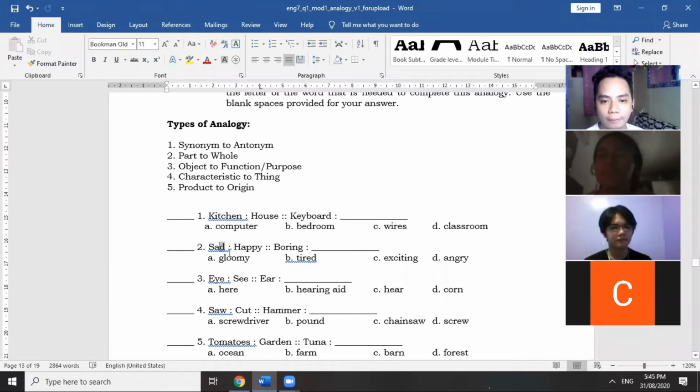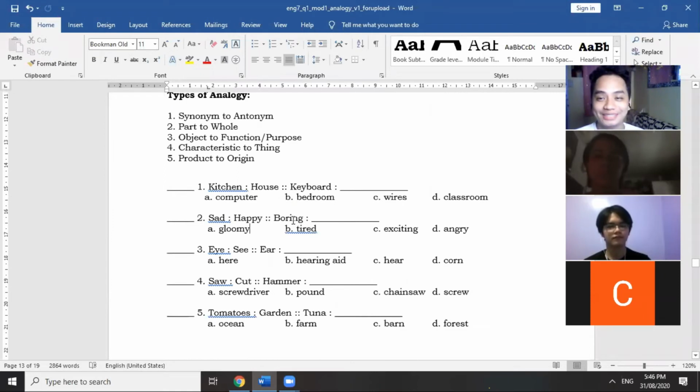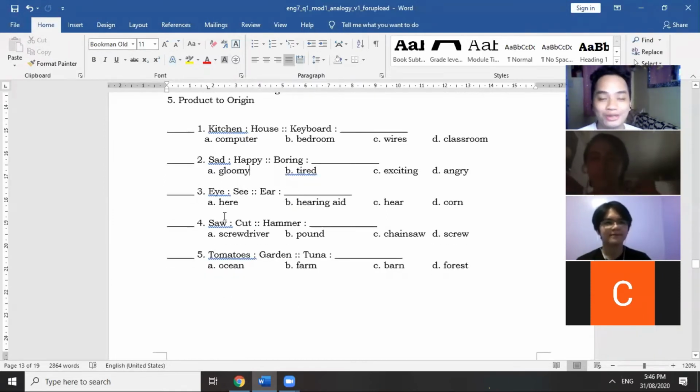Sad is to happy. Can you help me? Why is it synonym to antonym? Sad and happy are antonyms, right? They have a contrasting relationship. Boring and exciting also have a contrasting relationship. They stand as one unit. We need to be particular with our SVAs, people, the subject-verb agreement rules.